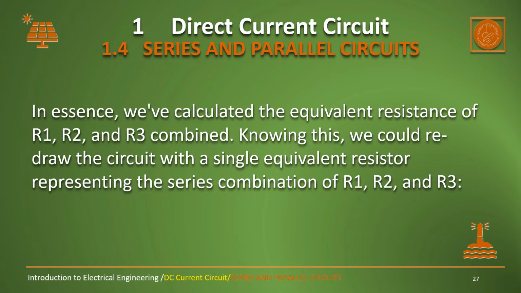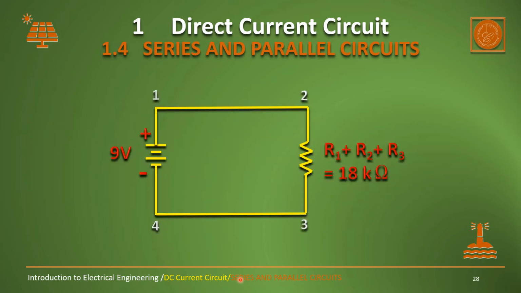Knowing this, we could redraw the circuit with a single equivalent resistor, representing the series combination of R1, R2, and R3. We can redraw the series circuit like this. It's still one 9 volt battery, but we change 3 resistors to only one resistor in the circuit. This resistance is equal to R1 plus R2 plus R3, which is 18 kilo ohms. This resistor we call the equivalent resistor.